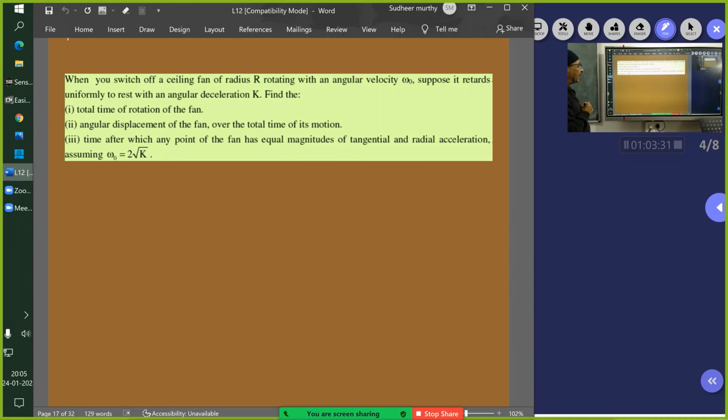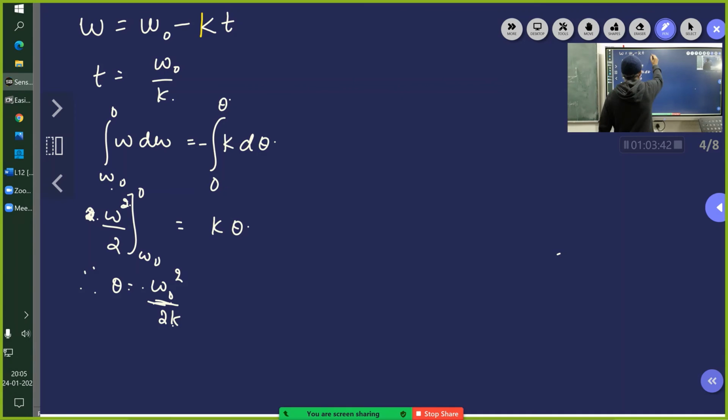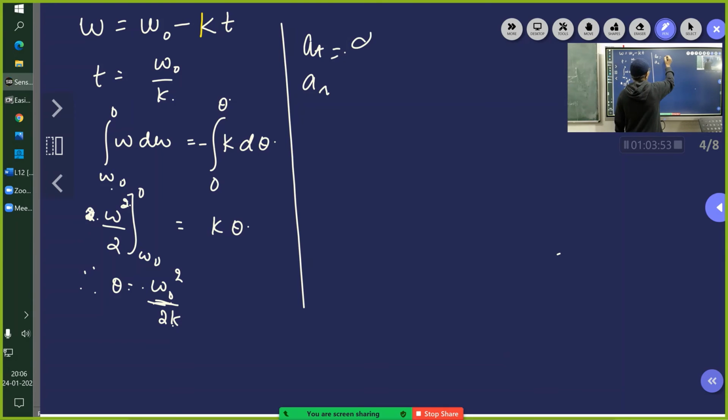Time after which, at any point, the fan has equal magnitudes of tangential and radial acceleration. Tangential and radial acceleration. Wait, don't tell the answer. Did I ask you? So, tangential acceleration and radial acceleration. Tangential acceleration, all of you know, will be alpha, and radial acceleration will be omega square. So, from the previous, alpha is given to you.